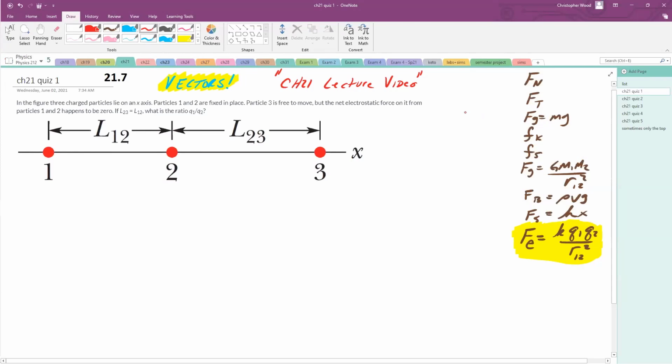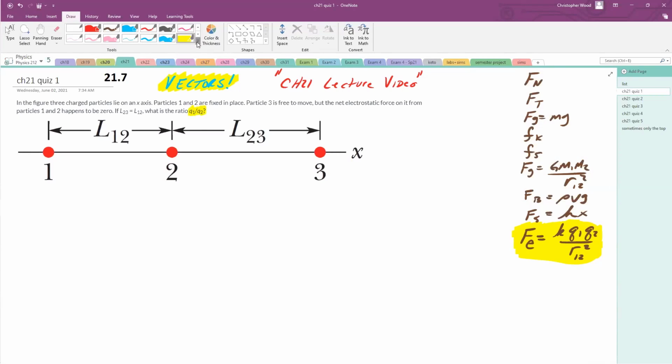Having said all of that, here's our first problem. We have 3 charged particles lying on an x-axis. 1 and 2 are fixed in place. 3 is free to move, but the net electrostatic force on it from particles 1 and 2 happens to be 0. The distance between 1 and 2 is the same as the distance between 2 and 3. We're after this ratio.